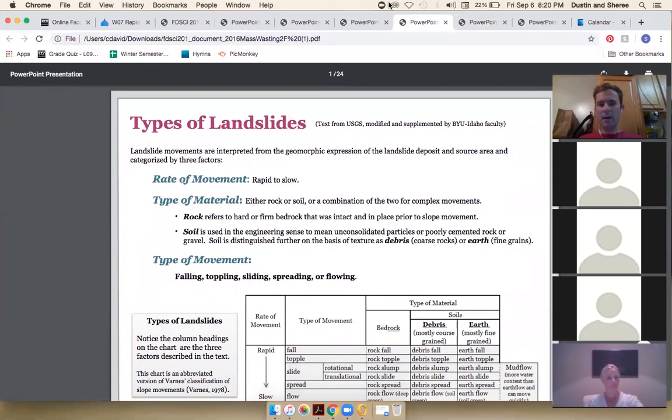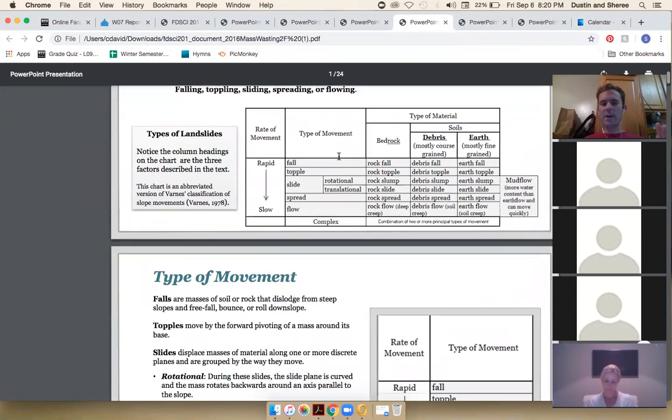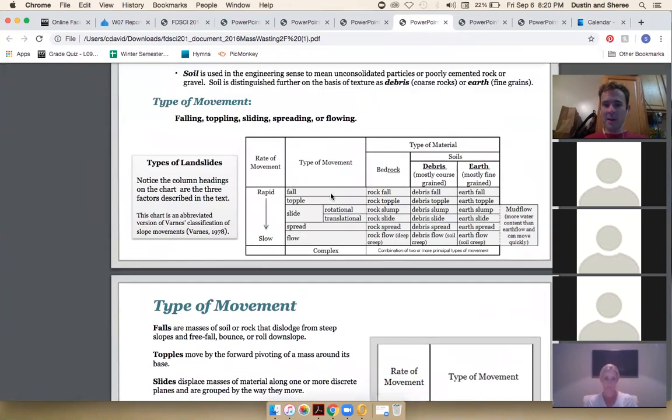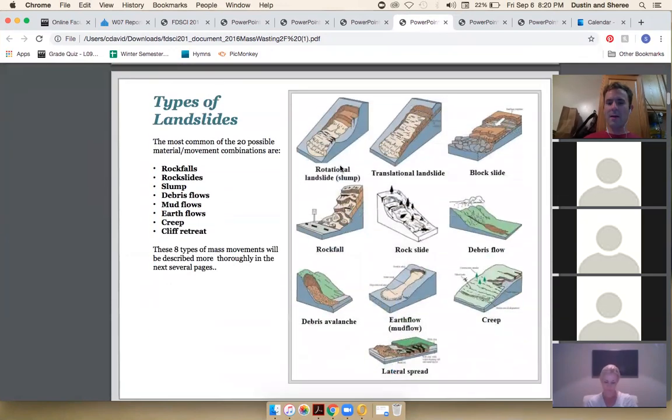Now we're going to talk about the types of landslides. This is important to know. You want to know the different types. And so you've got this figure here. I'd recommend coming back, spending a few minutes just looking at this figure, and then this figure.